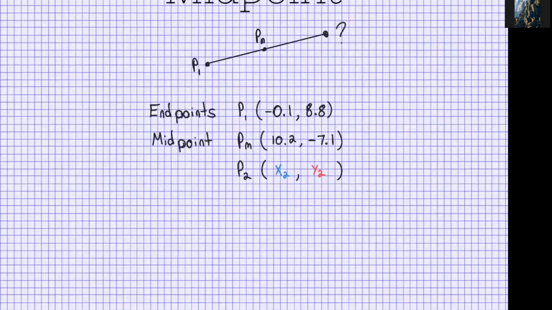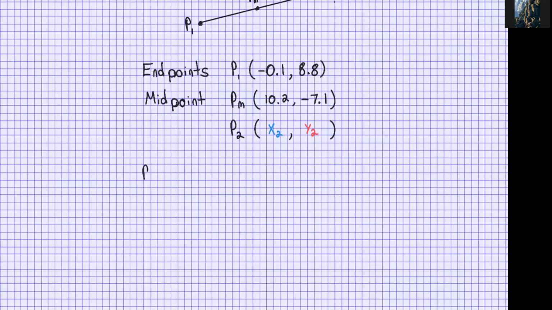Now, if we remember our formula from our previous video, we know that the midpoint that has the coordinates xm and ym is equal to x1 plus x2, and this is divided by 2, and the y's are identical, y1 plus y2, and then they are divided by 2.